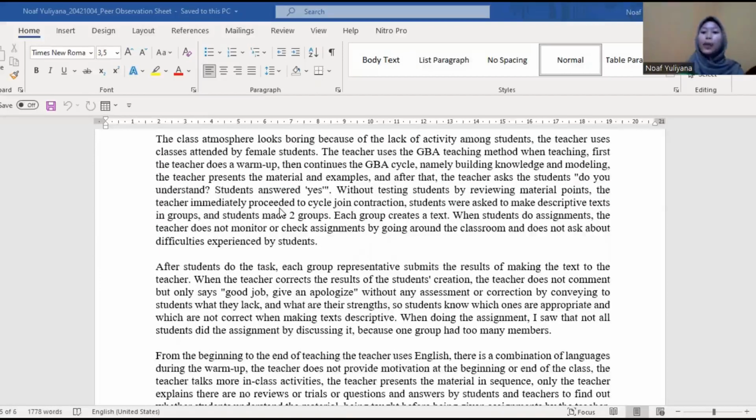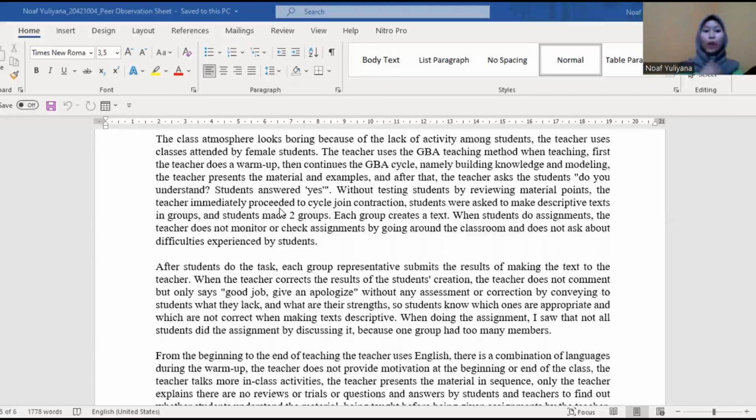Students were asked to make a descriptive text in groups, and students made two groups. Each group creates a text. When students do the assignment, the teacher does not monitor or check the assignment by going around the classroom and does not ask about difficulties experienced by students.